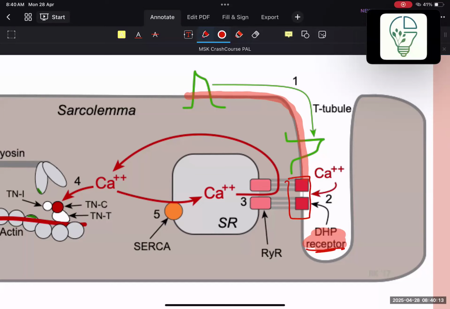Take a look at the model. This is your DHP receptor over here. And once it detects the depolarization, it opens up a gateway. This gateway will allow calcium from outside of the cell to enter the cell and bind to the ryanodine receptor. So you get the difference now?